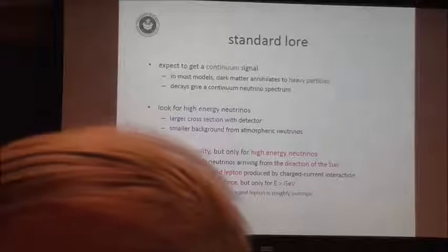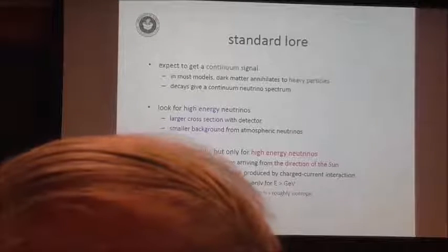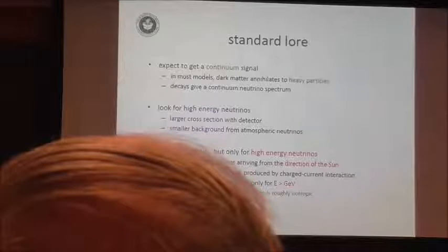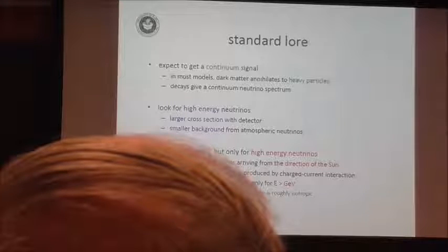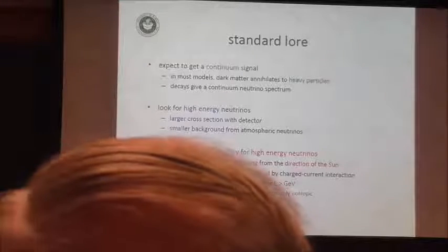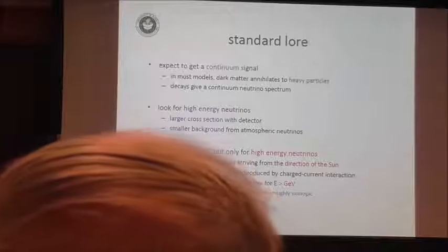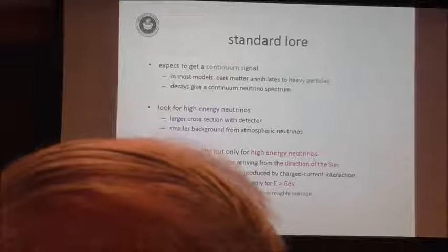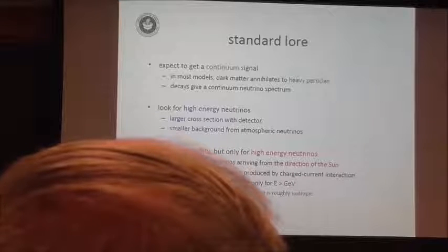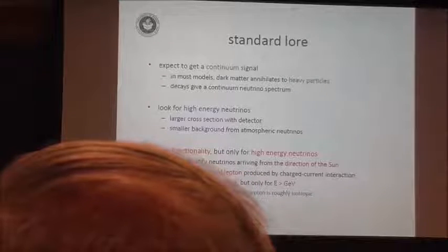For a couple of reasons. One is that they're going to have essentially a larger scattering cross-section with the nucleus in your detector. And so essentially your detector is going to have a larger effective area for those high energy neutrinos. And you're also going to face a smaller background coming from atmospheric neutrinos. And what you want to do is try to use directionality, but really for high energy neutrinos again. And so the idea is that you want to cut down your background by trying to identify neutrinos which are coming from the direction of the sun.